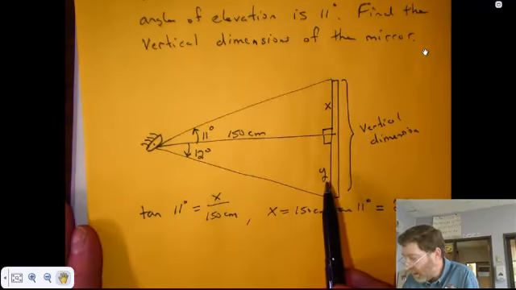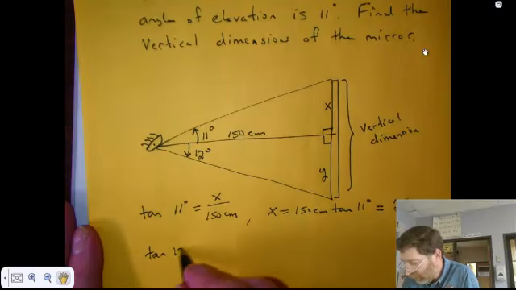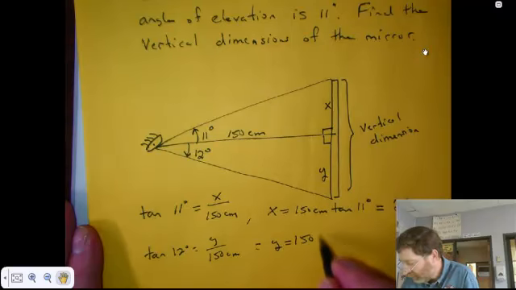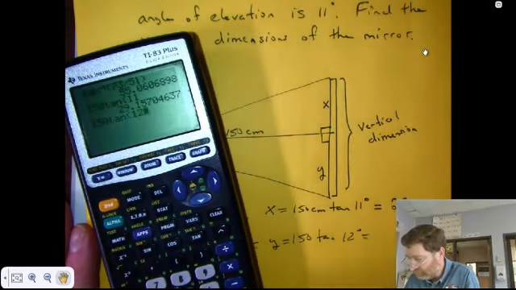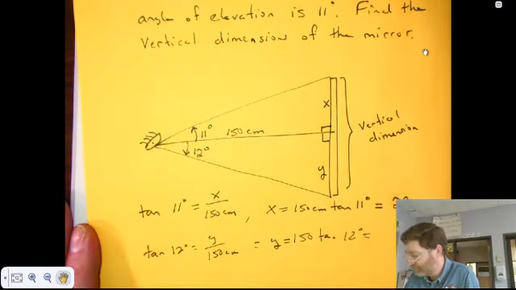If I want to find Y, what do I use this time? Tangent 12 is Y over 150. So Y is 150 times tangent 12. So that is how much? Around 31.8, so rounds to 32.